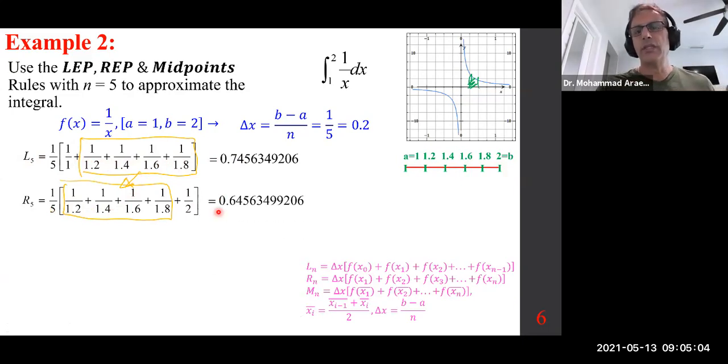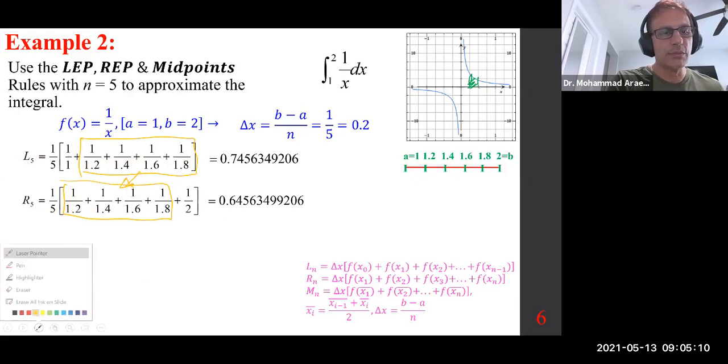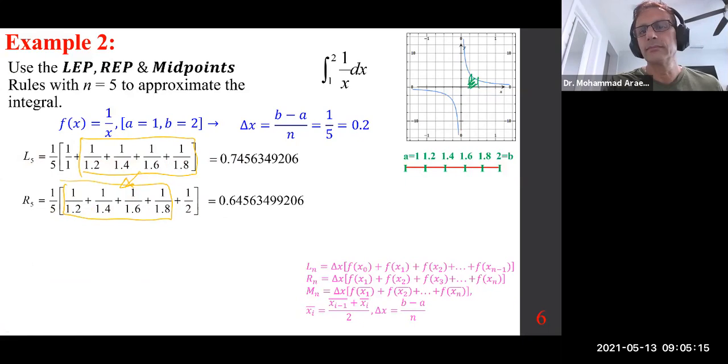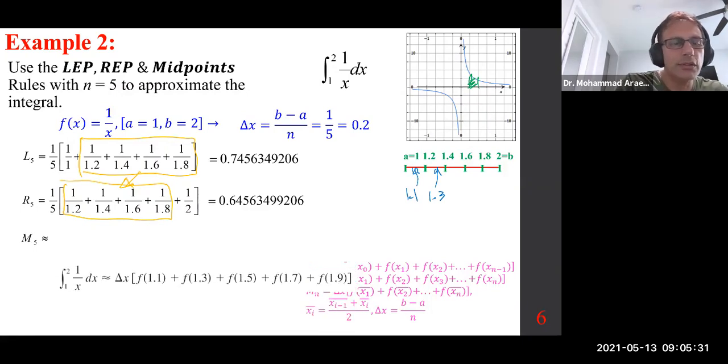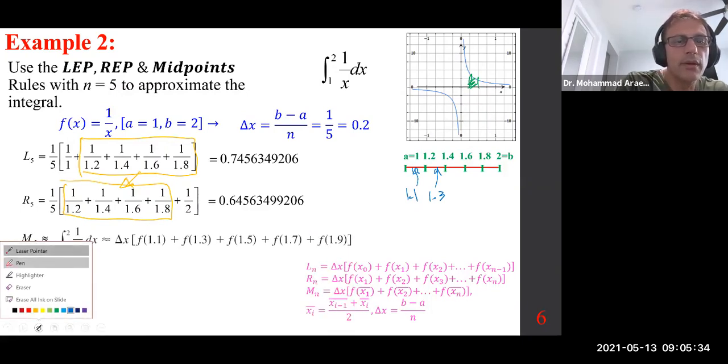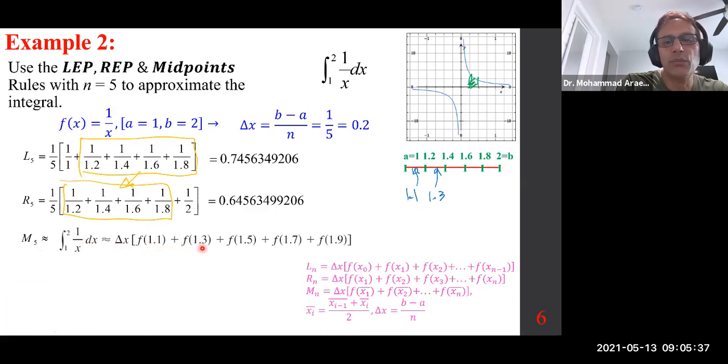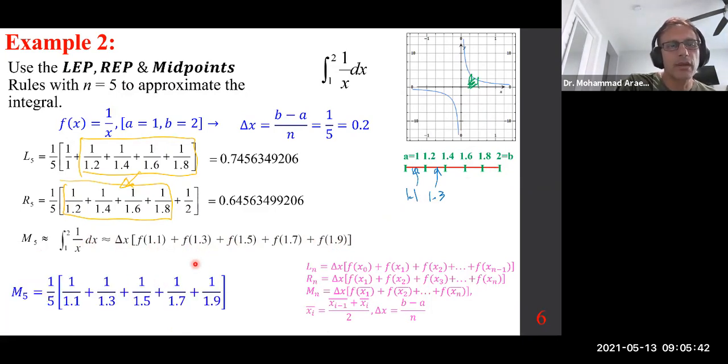And finally, for the midpoint, you just locate the midpoint here. As an example, the first midpoint. Here is 1.1. So what is the next one? Add 0.2. And go all the way to the end. So notice what's the midpoint. F of 1.1, f of 1.3, all the way to f of 1.9, which means this. I just wanted to show you that.